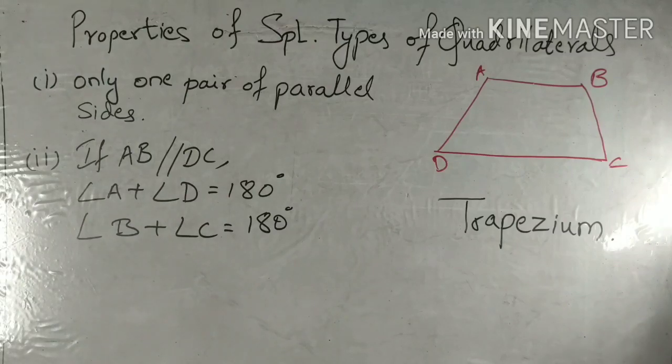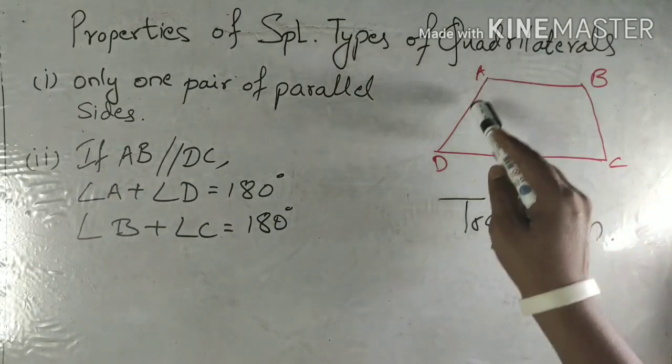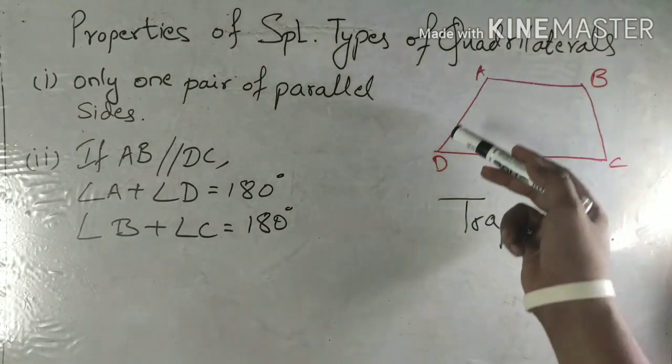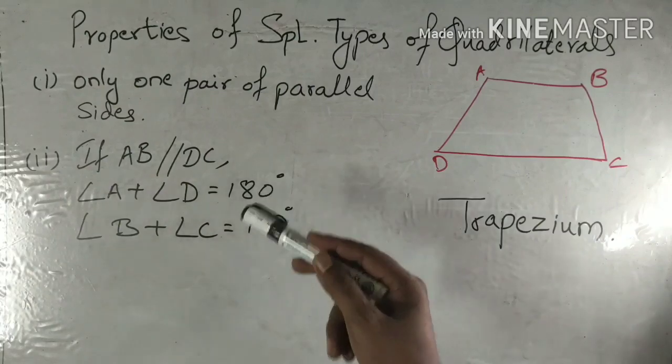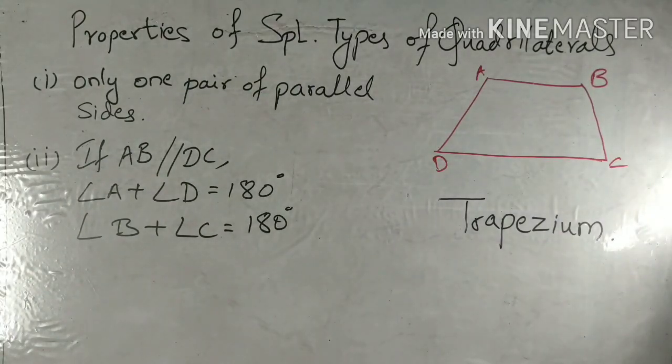The next property is that if AB is parallel to DC, then the angles at the edges of these parallel sides will be supplementary angles. That means angle A plus angle D will give you 180 degrees. Angle B plus angle C will give you 180 degrees. Clear?